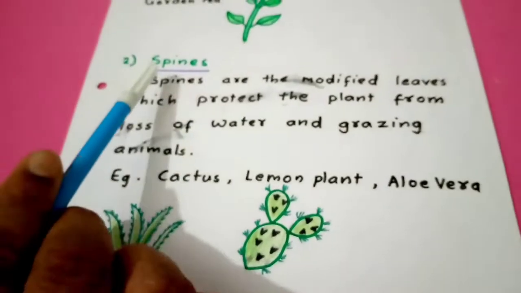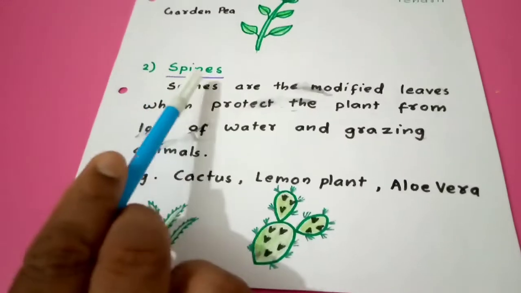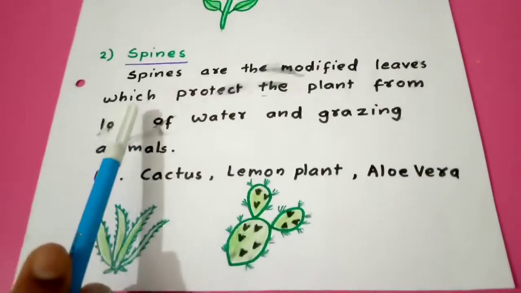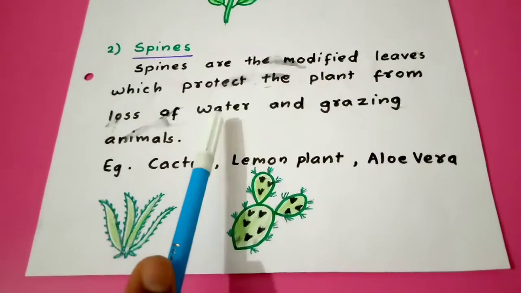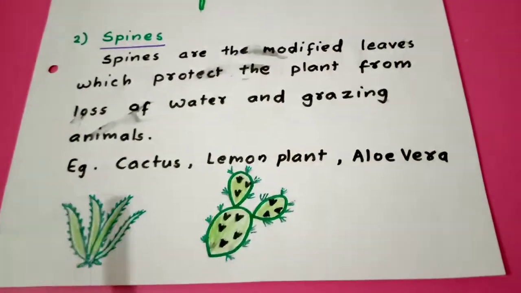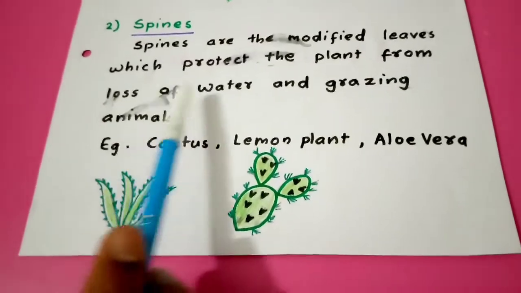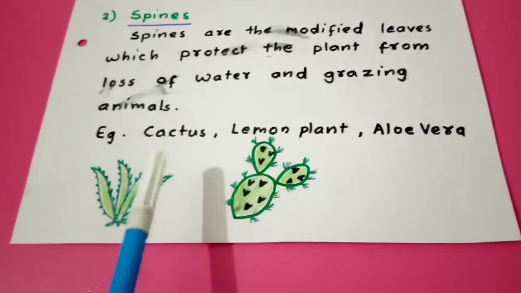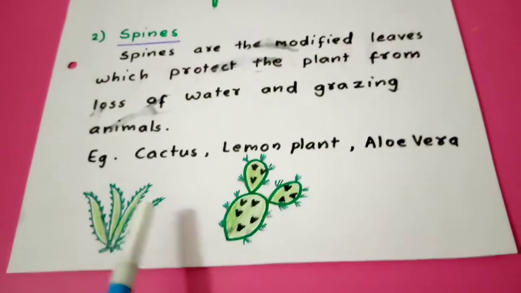The next leaf modification is spines. Why is the leaf modified into spines? The spines are modified leaves which protect the plant from two things: loss of water and grazing animals. To escape from animals and to avoid loss of water. For example, cactus, lemon plant, aloe vera, all these you can see with spines along with the leaves.